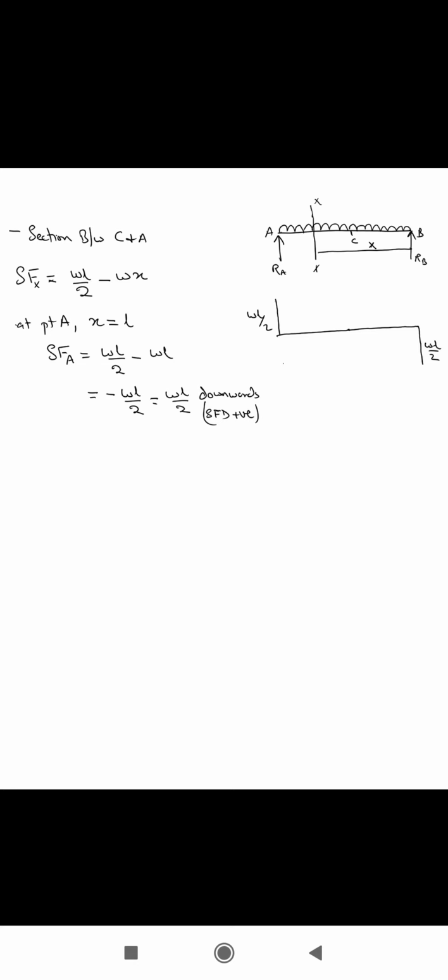At point C we had seen that the value was 0, right? This goes something like this. So this is point C. At point C the value of the SFD, shear force, was 0 basically, right? So this is how the shear force diagram is drawn. Now let's go for the BMD, for bending moment diagram.